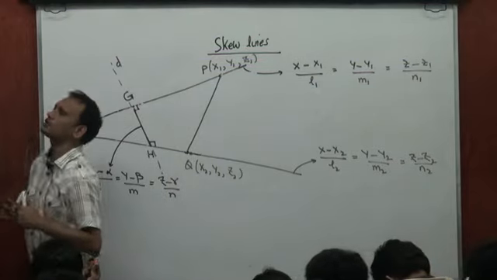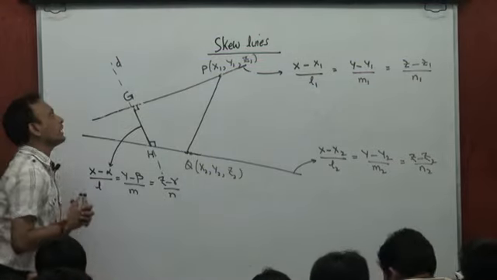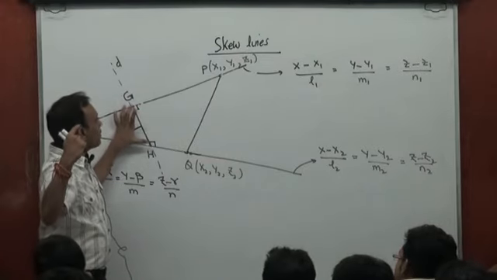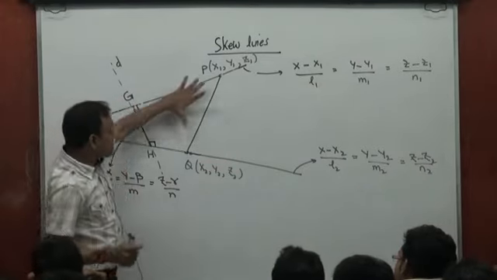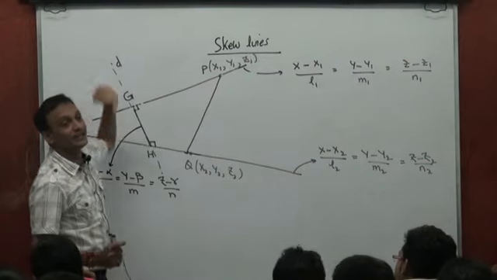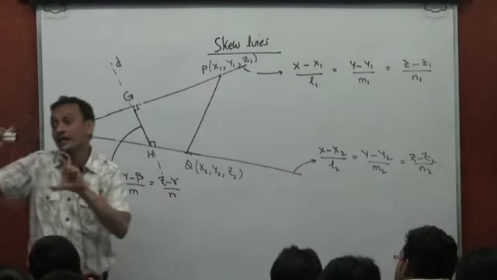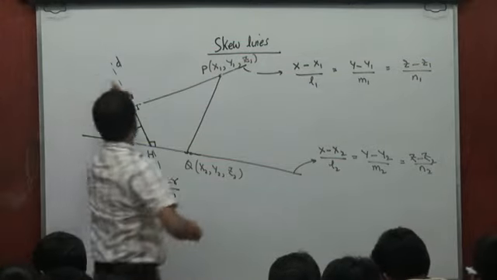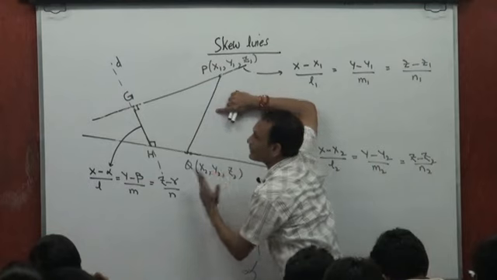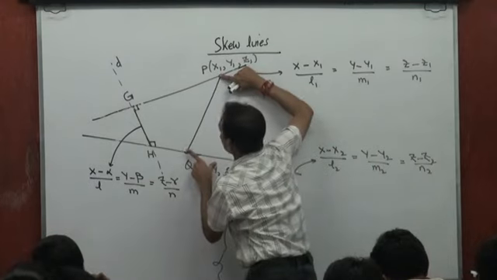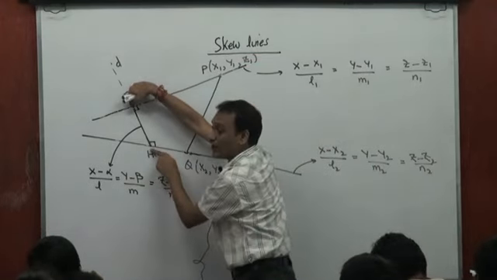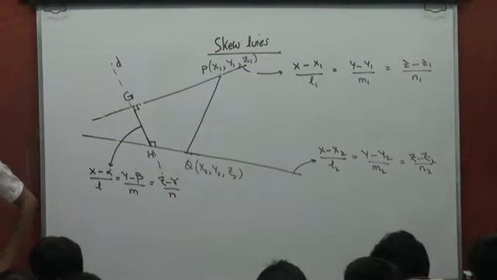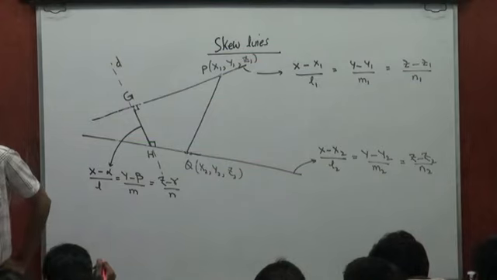Which means, can I not say that GH, like we discussed a little while ago, must be the projection of PQ along D. The length GH must be the projection of PQ along D. Yes or no? Think of this as a certain line. If you throw light here, then along this direction, the projection of PQ will be this. The shadow of PQ will be GH.